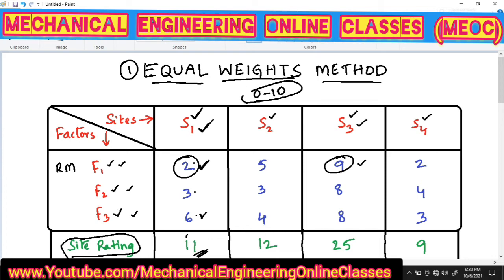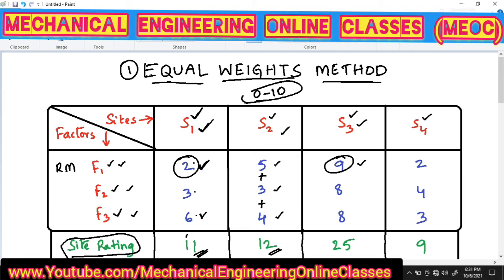Similarly, for site 2, several ratings are given by considering each and every factor, and they are summed up. So all these ratings in terms of each factor are now summed up to get the final site rating, which is 5 plus 3 plus 4 equal to 12. So this is the rating for the second site option.